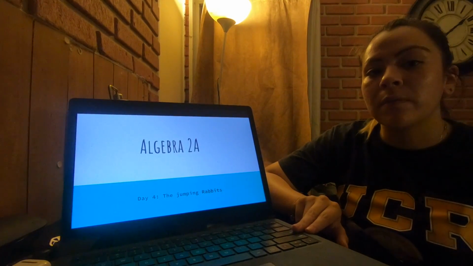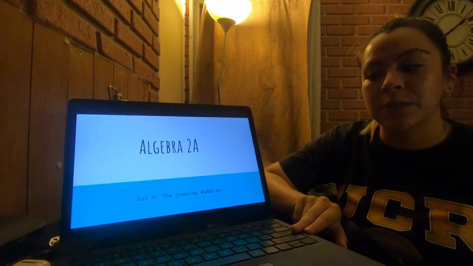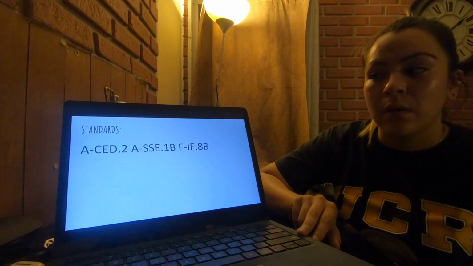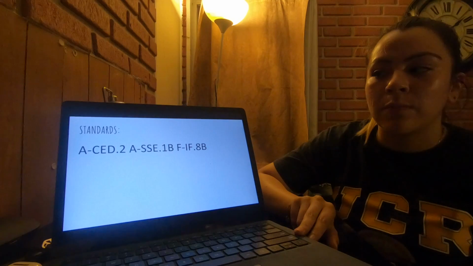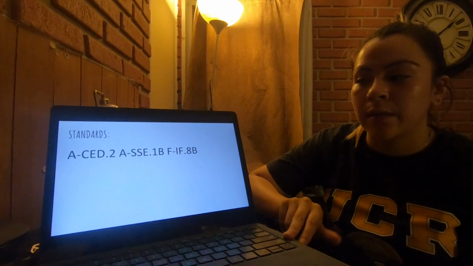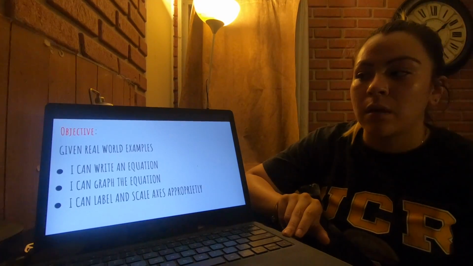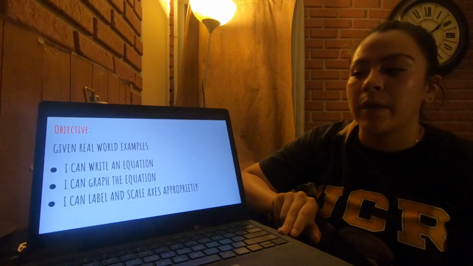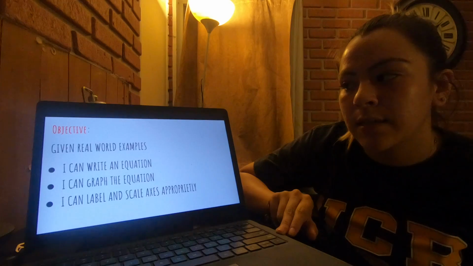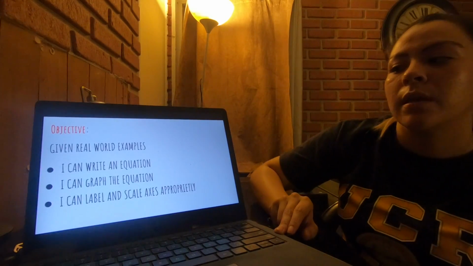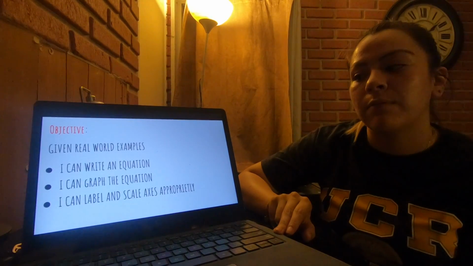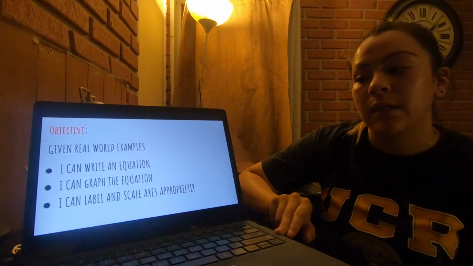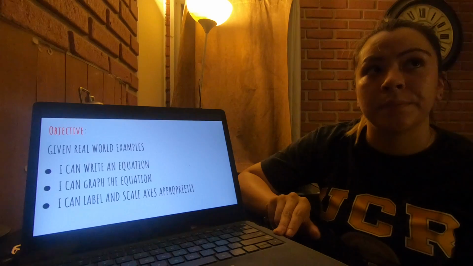Hey guys, so the topic I'll be covering today is Algebra 2A, and I'm actually going over day 4. I labeled it the jumping rabbit. Here I provided a slide with the standards I will be covering in class today. And here's the objective. I usually like having students read it in the beginning of class. For this lesson, my objective will be, given real world examples, I can write an equation, I can graph the equation, I can label and scale axes appropriately.